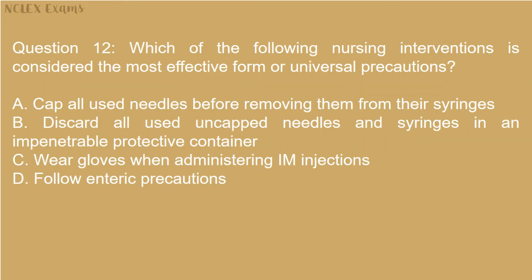Question 12. Which of the following nursing interventions is considered the most effective for universal precautions? A. Cap all used needles before removing them from their syringes. B. Discard all used uncapped needles and syringes in an impenetrable protective container. C. Wear gloves when administering injections. D. Follow enteric precautions.